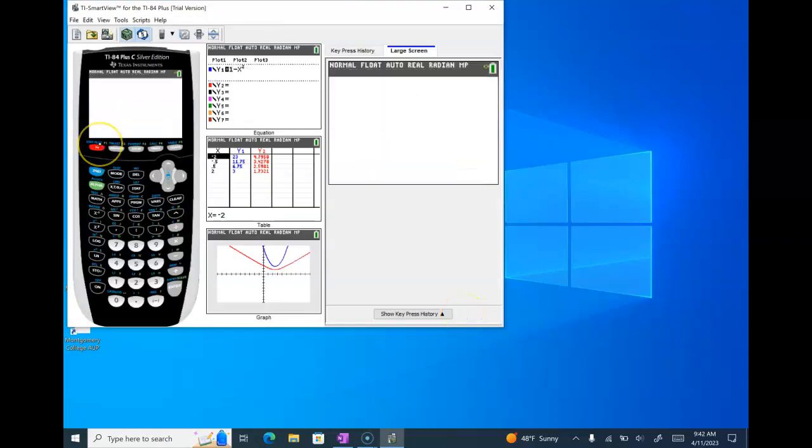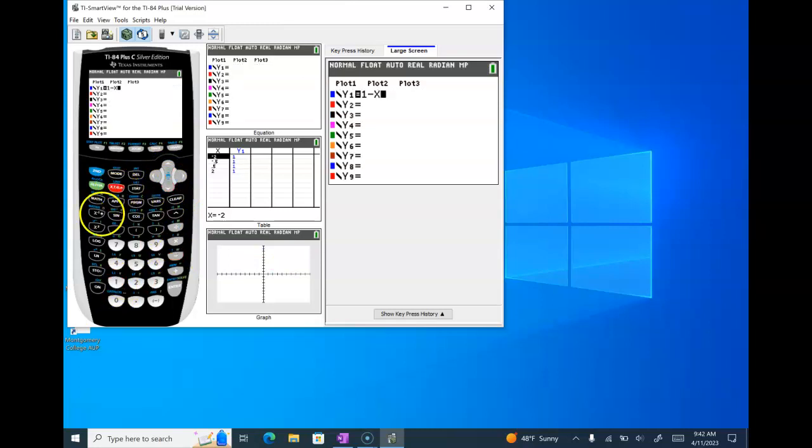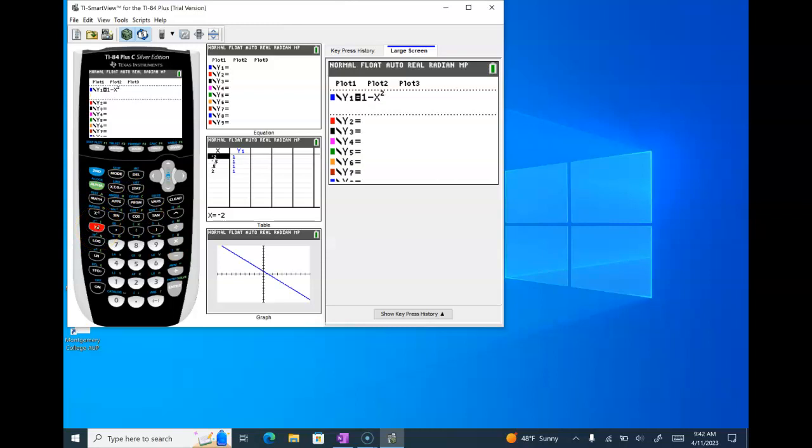And in my y equals, I'm clearing everything out, making sure nothing else is there, and I'm typing in my function, 1 minus x squared. I don't need parentheses here because I'm just stating the function. If I was dividing this by something, I would need to wrap the 1 minus x squared in parentheses, right?